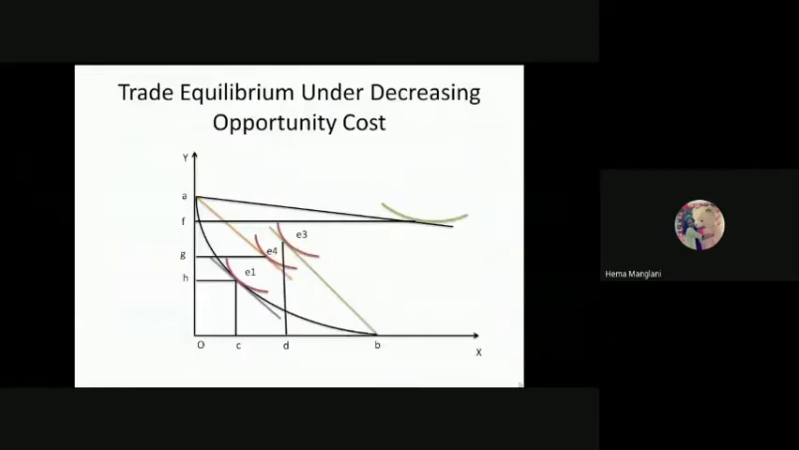Okay, now we'll discuss this trade equilibrium under decreasing opportunity cost. See, decreasing opportunity cost means we are talking about a convex relationship here with reference to the production possibility curve. So we have this convex production possibility curve here. Fine, and we'll know what it means, because the convexity shows the two extremes. It means I'm talking about this A point and this B point.